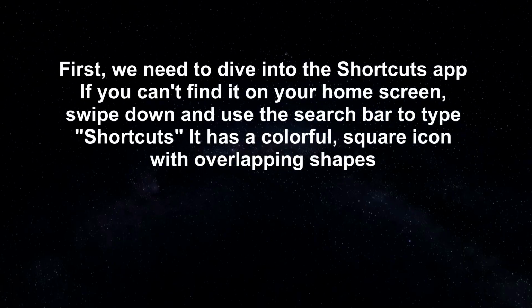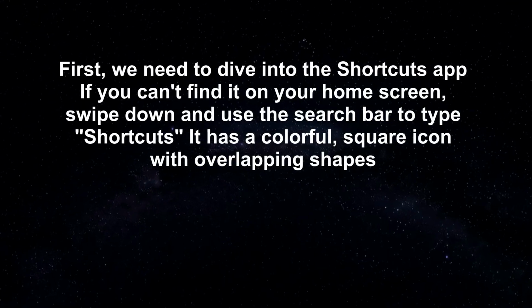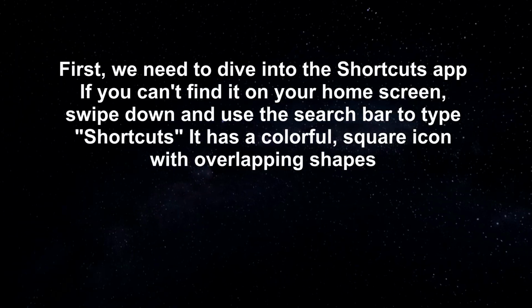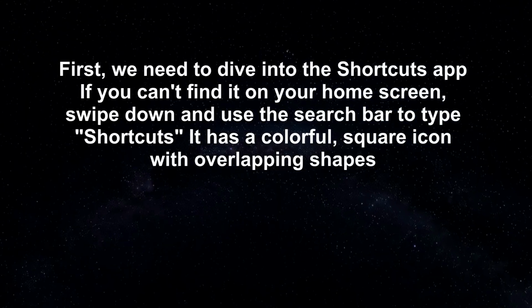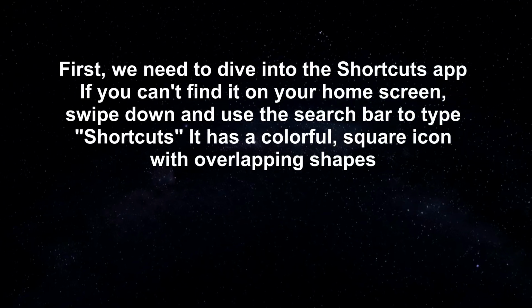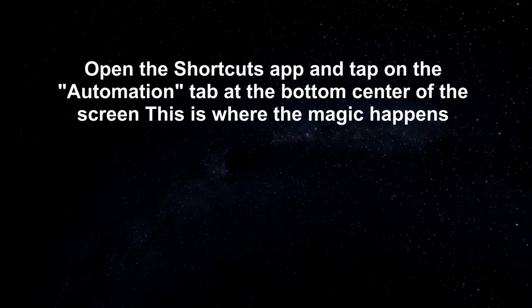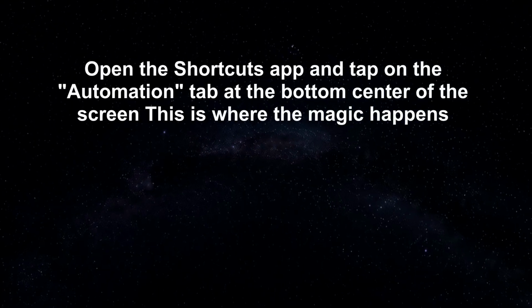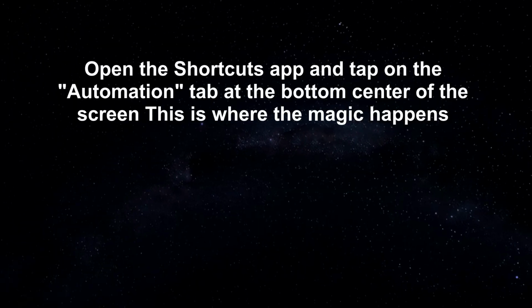If you can't find it on your home screen, swipe down and use the search bar to type Shortcuts. It has a colorful square icon with overlapping shapes. Open the Shortcuts app and tap on the Automation tab at the bottom center of the screen. This is where the magic happens.